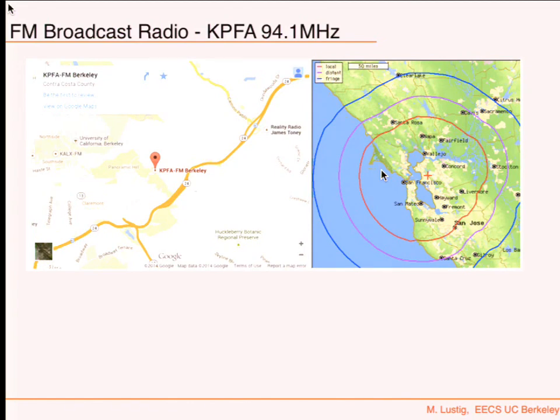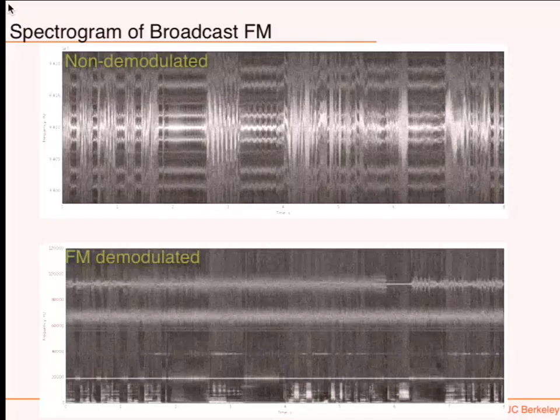And what you're going to do then is capture samples around this station, which is 94.1 megahertz, and you're going to acquire a bandwidth of 240 kilohertz. Actually, your sampling is going to be much faster, but you're going to get 240 kilohertz of bandwidth. That's what your sampling would come to, and you're going to look at the demodulated spectrogram.